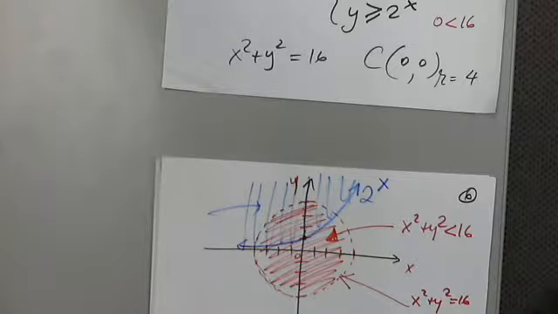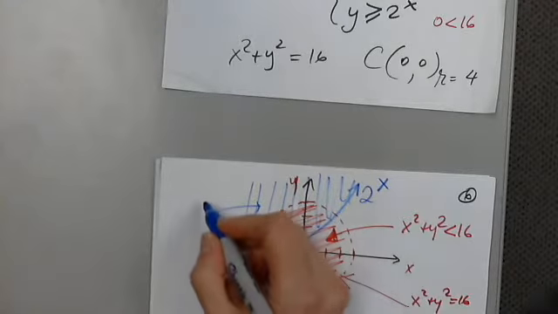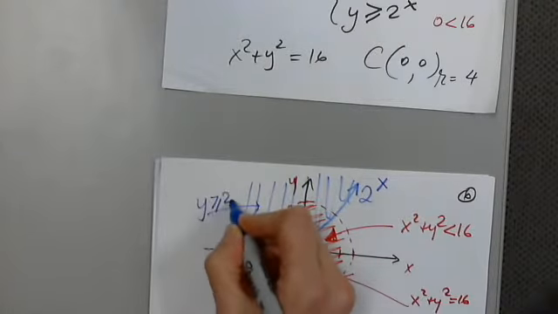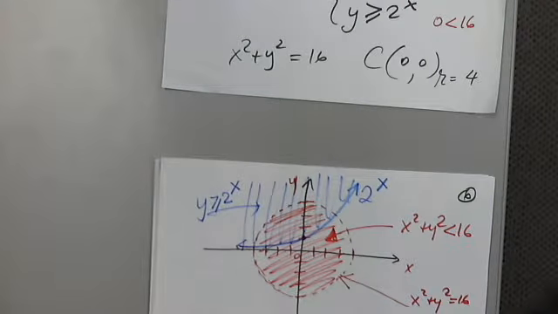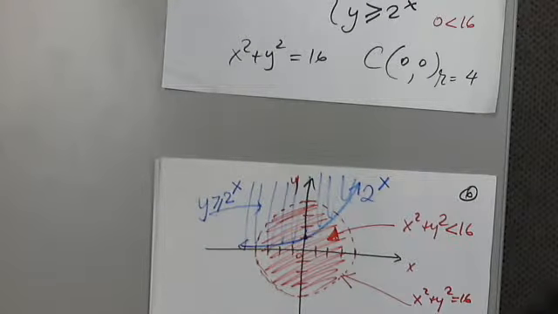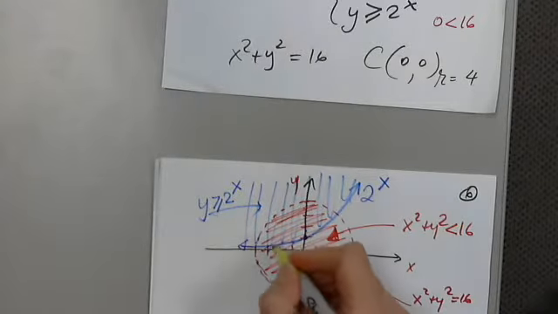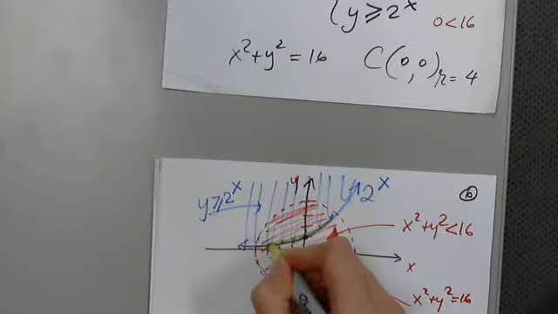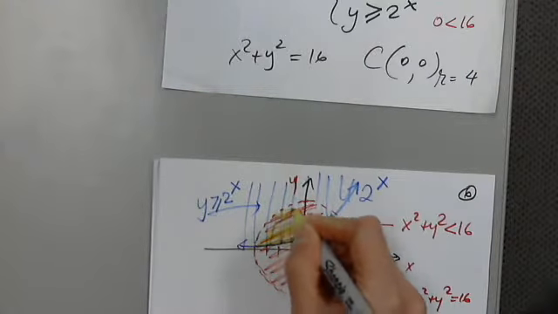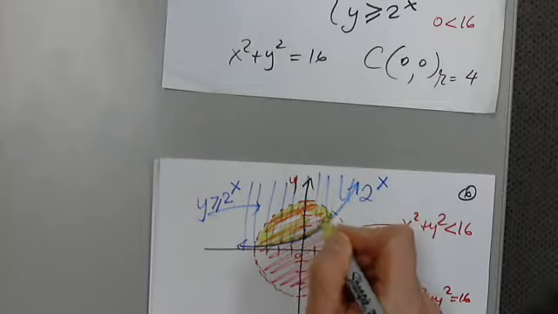So now all the blue region is y greater than or equal to 2 to the x. I'm not interested in red. I'm not interested in blue. But I'm interested in both at the same time, where I see red and blue. Is there a region where I see red and blue? Yes. So therefore, all points on the curve and everything in between, but not points on the circumference. Not.